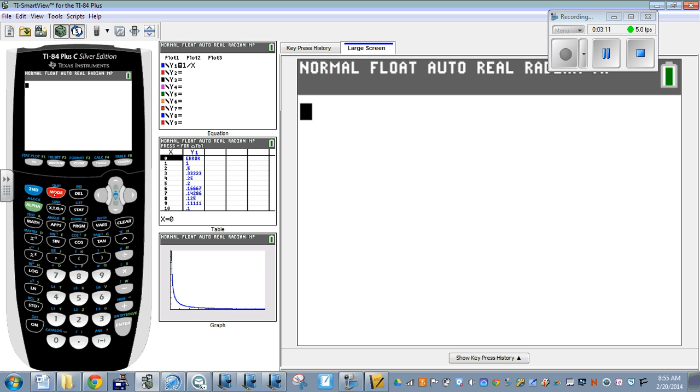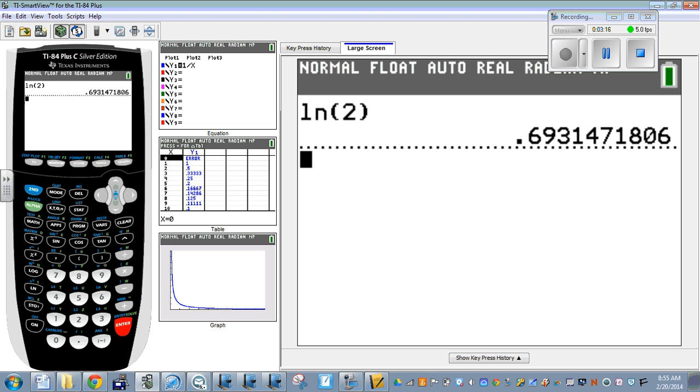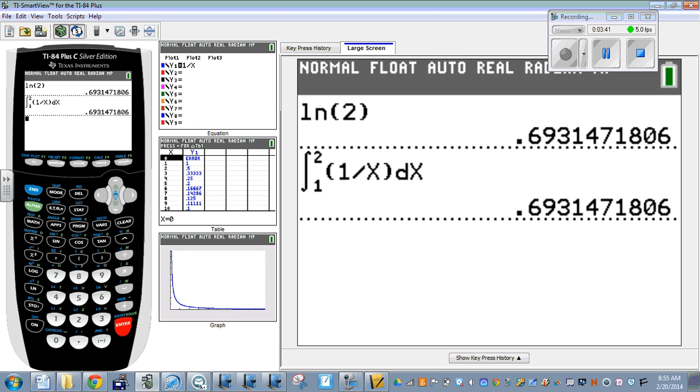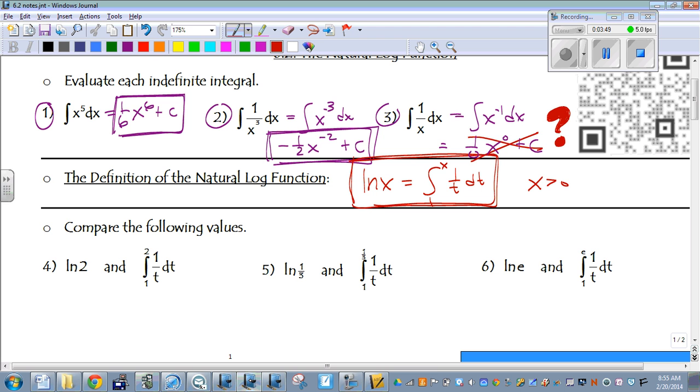Let's look at what happens. We take natural log of 2, we get 0.693 approximately. If we do the definite integral from 1 to 2 of 1 over t dt, let's try that, math 9, and we're going from 1 to 2 of 1 divided by x dx. All right, we get the same thing. So I'm not a liar. That does actually equal what I said it did. All right, so those are equal to each other. We get approximately 0.693.